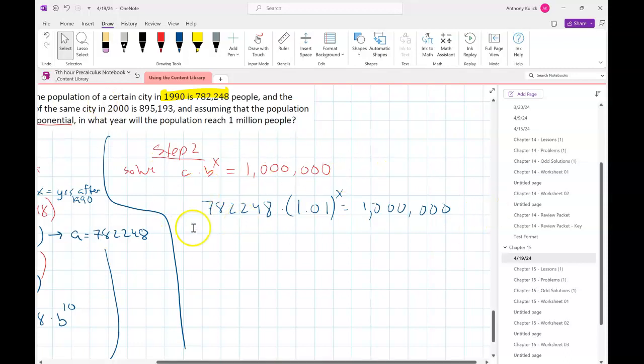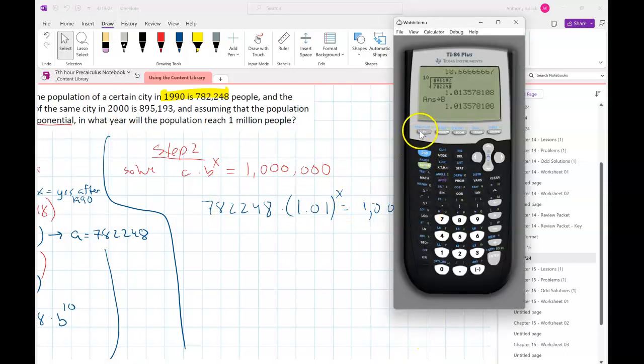So since I don't know how to get that x out of the exponent, I'm just going to do this graphically. I'm going to type in both sides of my equation into my calculator. Notice instead of typing 1.01, I'm going to use the letter B, which I stored with all the decimals. So I type the left-hand side and the right-hand side into y1 and y2. And I'm going to graph this.